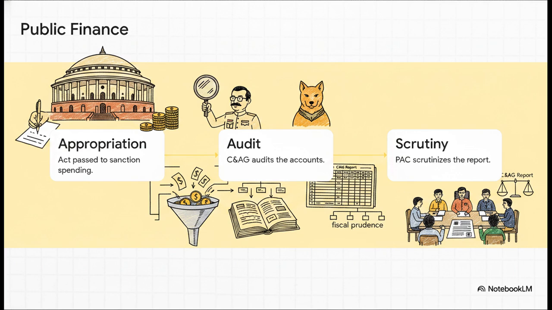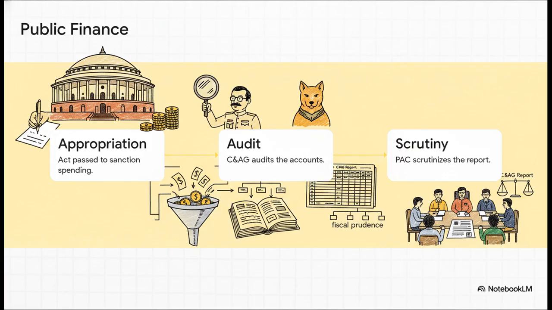Let's see how this builds into tangible control over something we all care deeply about, our tax money. The legislature has absolute control over public finance. Step 1. Not a single rupee can be spent from the Consolidated Fund of India without an Appropriation Act passed by Parliament. Step 2. Once the money is spent, the Comptroller and Auditor General, or CAG, steps in as the strict guardian of the public purse to audit the accounts.